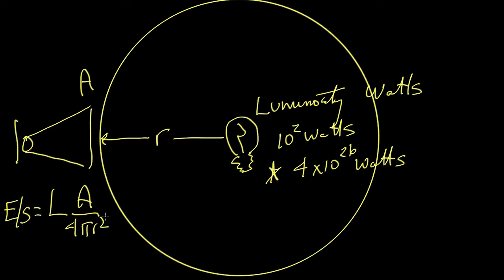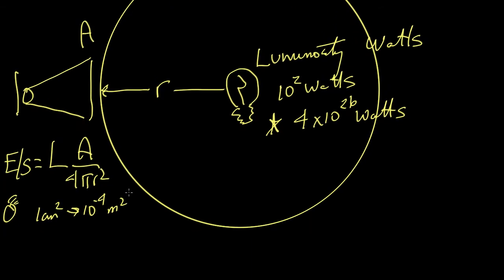Now, to make life a little more complicated, we know that telescopes come in all different sizes. Our eye is a telescope, so our eye has an area of about 1 centimeter squared, or about 10 to the minus 4 meters squared. The Keck telescopes, which are among the largest on Earth, have collecting areas of about 78.5 meters squared.